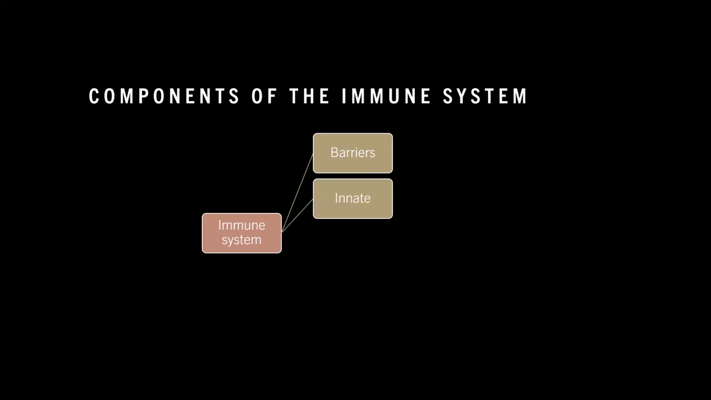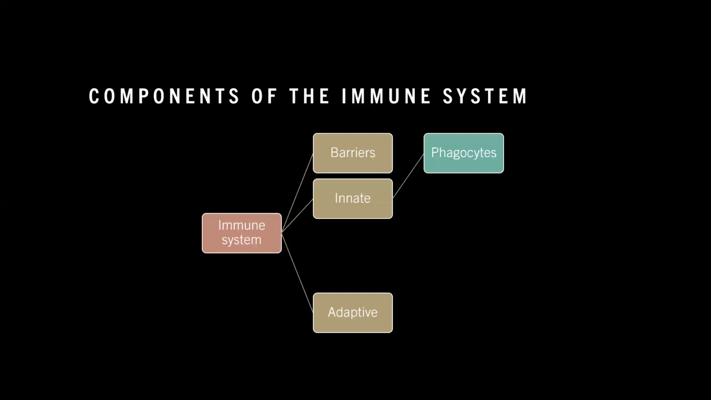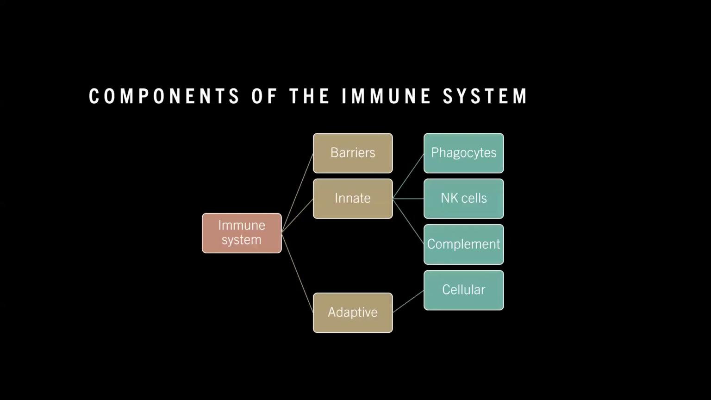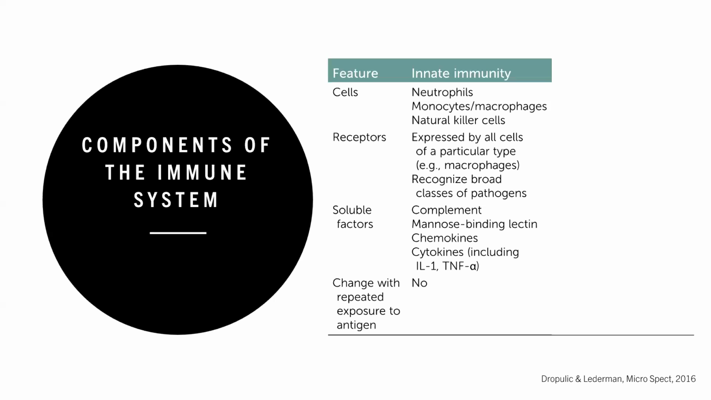Then you have your innate immune system and your adaptive immune system. So within your innate immune system, you've generally got your phagocytes and your NK cells, and then complement. And within your cellular or your adaptive immune system, you've got your cellular immune system, and then you've got your humoral, so antibody production. So innate immunity, generally the cells involved are things like neutrophils, they're phagocytes, monocytes and macrophages, and also natural killer cells. The receptors are uniform, so they are expressed by all the cells of a particular type, and the soluble factors are things like complement or cytokines, and they don't change with repeated exposure.